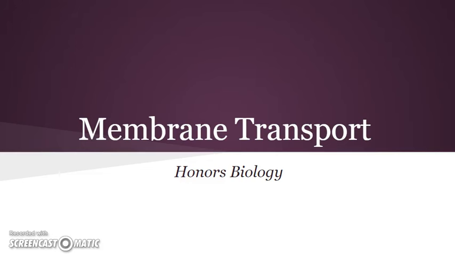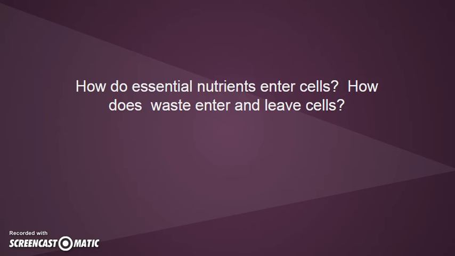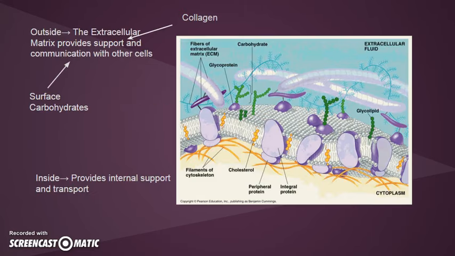Now we're going to talk a lot about how things are going to cross the membrane and exactly what that means for our cells. So let's go ahead and get started. How do essential nutrients enter cells, and how does waste enter and leave cells are going to be two of our essential questions that we're going to really want to consider and think about as we go through this presentation. So first off, we have our whole membrane here.